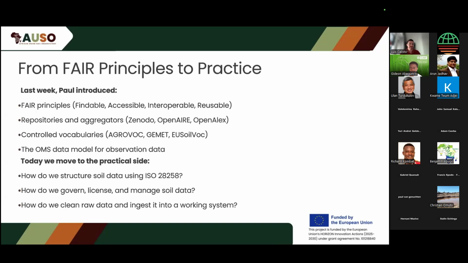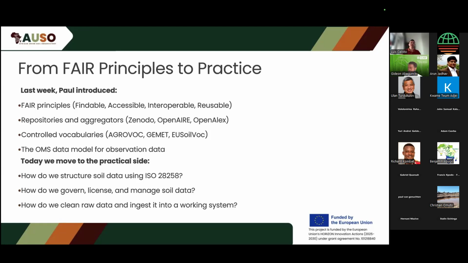Okay, so a few days ago, Paul gave a really nice presentation as well on the FAIR principles. Today, we will move forward. So basically, we'll go from the FAIR principles into practice. Paul touched on FAIR principles, repositories like Zenodo, and vocabs. So today we also talk about vocabs, how we will deploy and make use of these vocabs, OMS, observations, measurements, and samples, the data model, and observational data. Today we will see how we can implement these in practice.